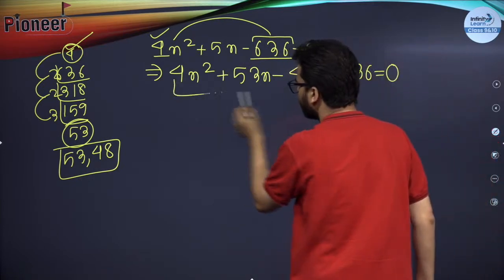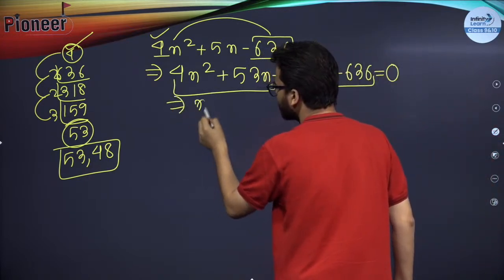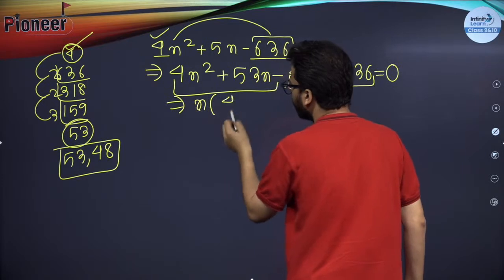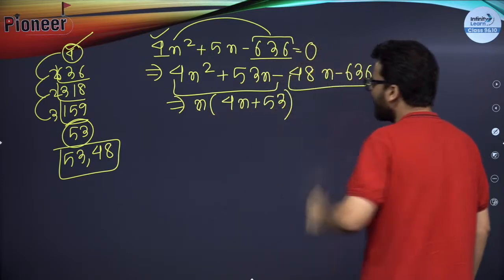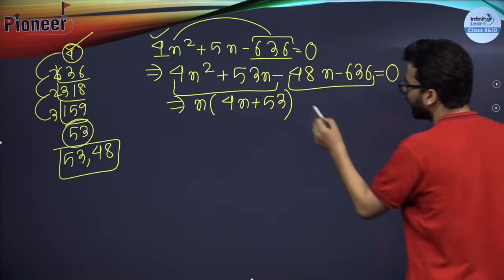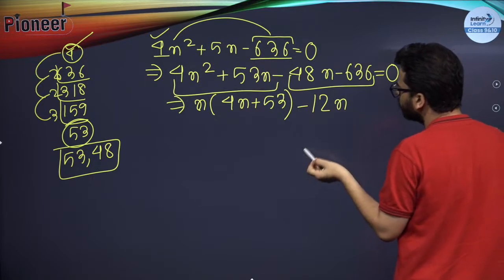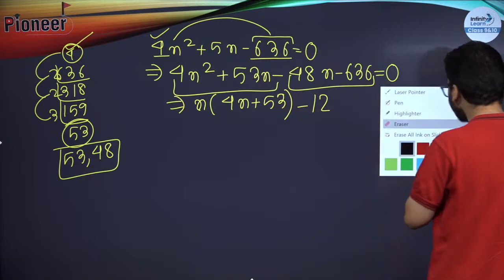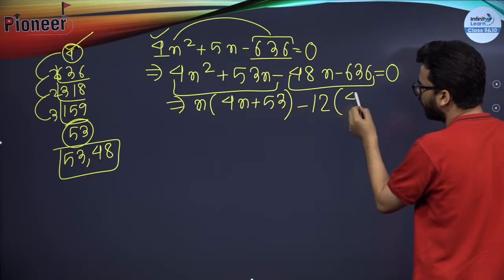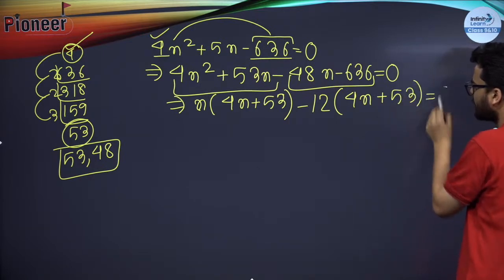So you see, this is the first group and this is the second group. Out of the first group, you can take n as common, so you'll be left with 4n plus 53 over here. Now out of the second group, what can I take common over here, guys? I can take minus 12 as common basically, not n. N cannot be taken as common. Minus 12 as common, so I'll be getting 4n plus 53 over here. Right? So that is equal to 0.